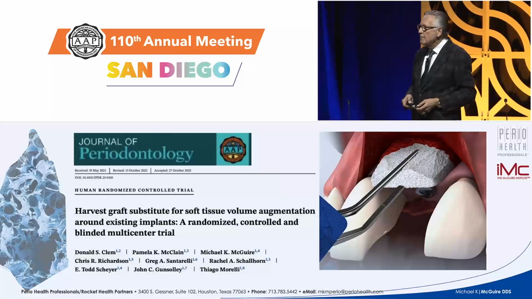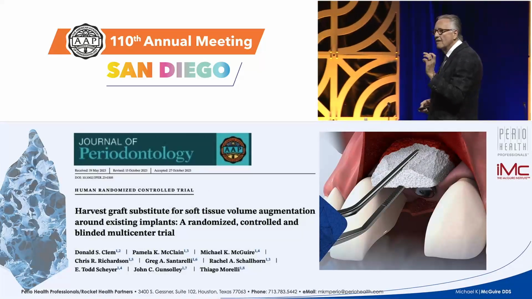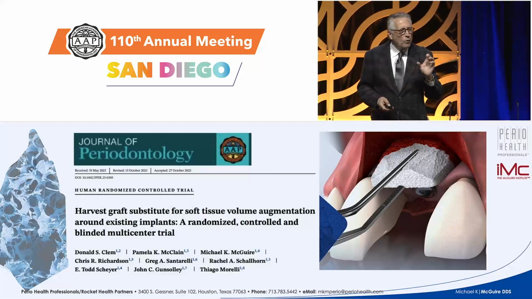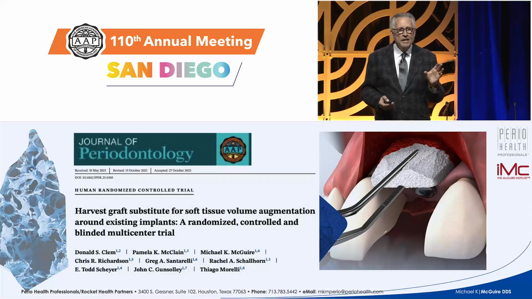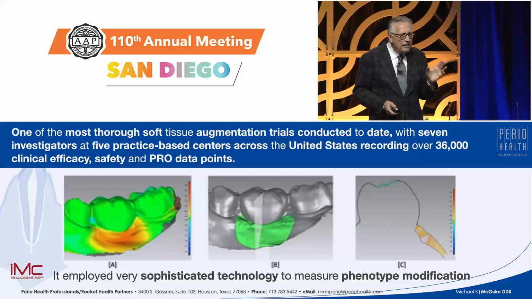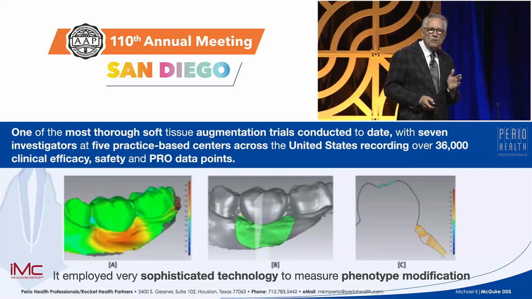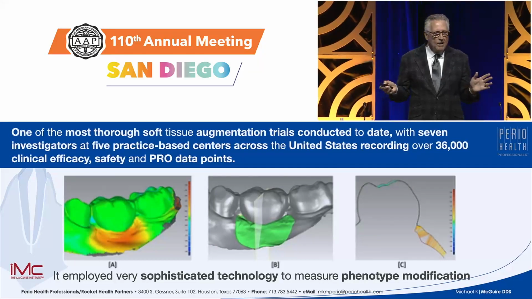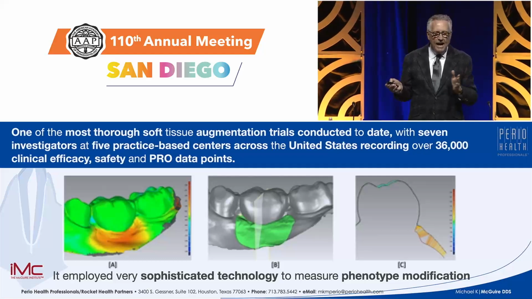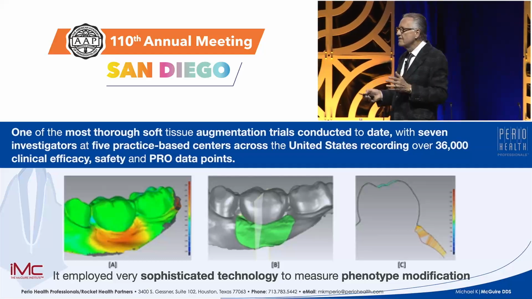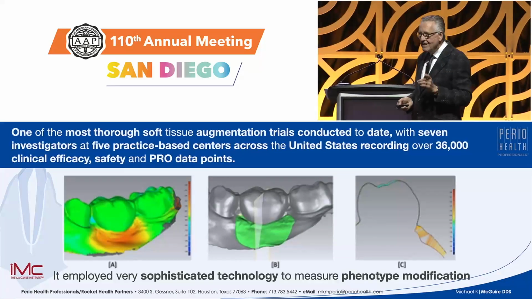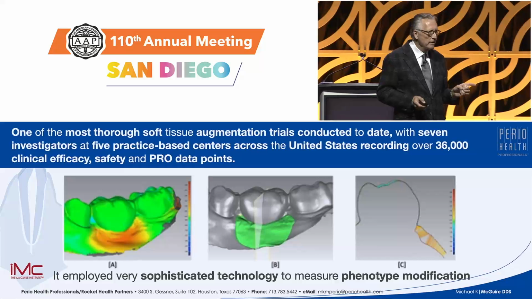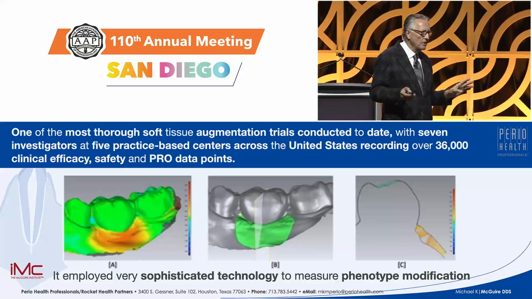We use this same material to increase the phenotype around existing implants, comparing it also to connective tissue. Now, this is an interesting study along a number of lines. This is one of the most thorough soft tissue augmentation trials ever done. We had 7 investigators at 5 practice-based centers across the United States, and we evaluated 36,000 data points. No stone was left unturned.